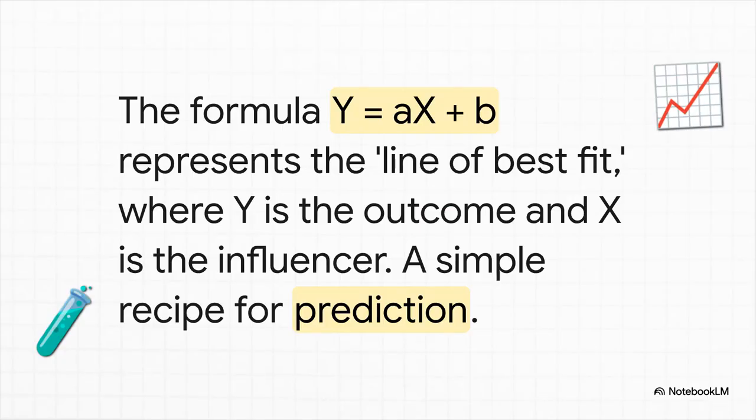And you know what's crazy? The engine driving all of this is an equation you probably learned back in middle school, the formula for a straight line. Yeah, that's it. Y is the outcome we want to predict. X is the factor that influences it. The analysis just crunches the numbers to find the perfect values for A and B to draw that best fit line. And bam, you've got your recipe for prediction.